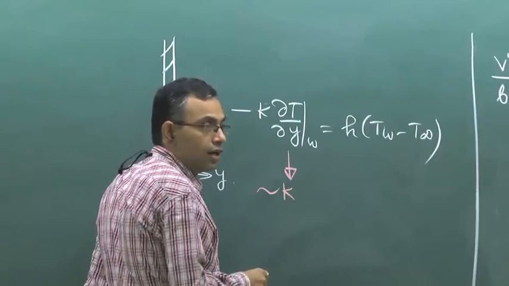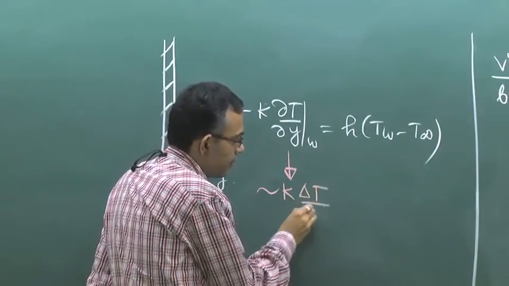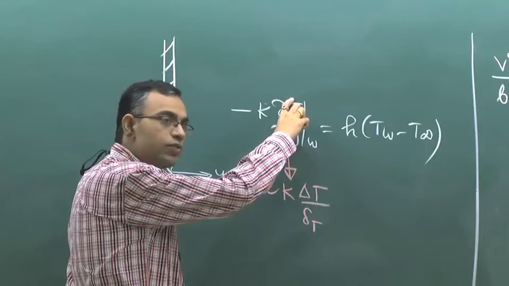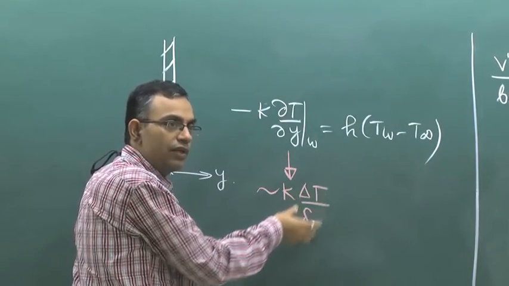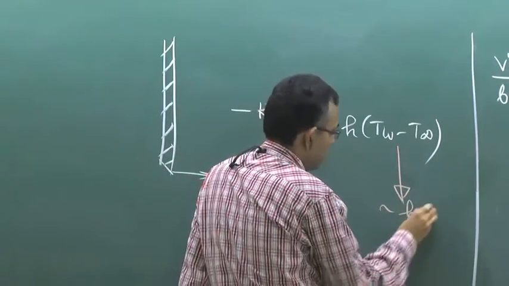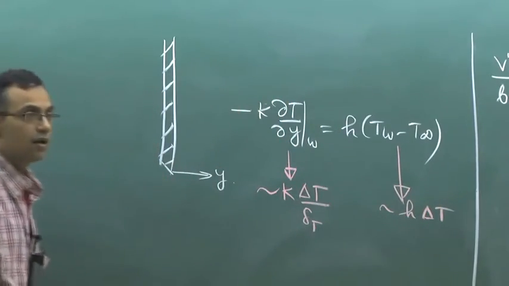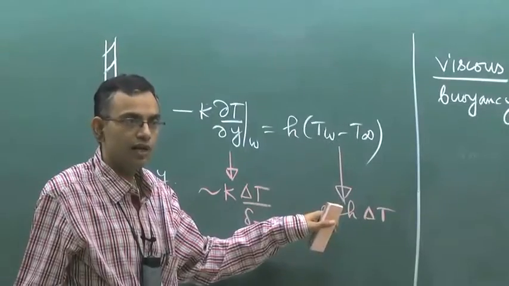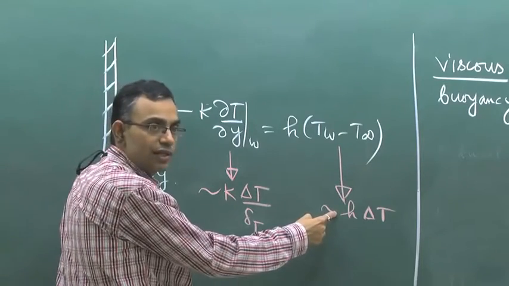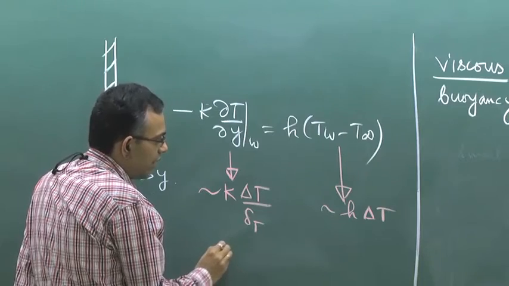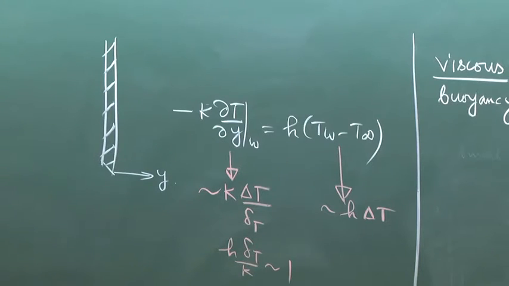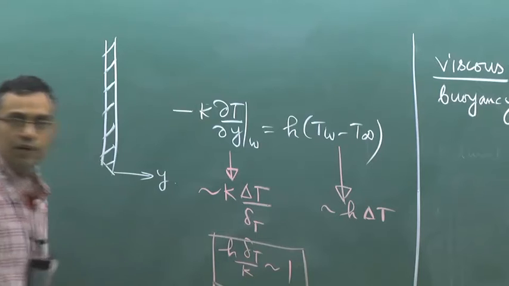K, the characteristic temperature gradient takes place within the thermal boundary layer, and that is T wall minus T infinity by the thickness of the thermal boundary layer, delta T. This is exactly equal, you need not put as order, because this is h and this is delta T. So these two terms must balance each other, so that you can write h delta T by k is of the order of 1. This inference does not depend on the value of Prandtl number.